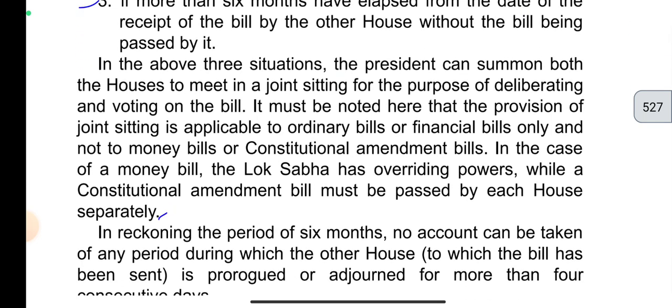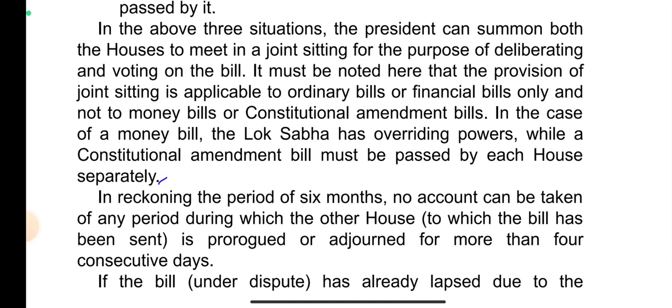In the above three situations, the President can summon both the houses to meet in a joint sitting for the purposes of deliberating and voting on the bill. It must be noted here that the provision of joint sitting is applicable to ordinary bills or financial bills only and not to money bills or constitutional amendment bill.